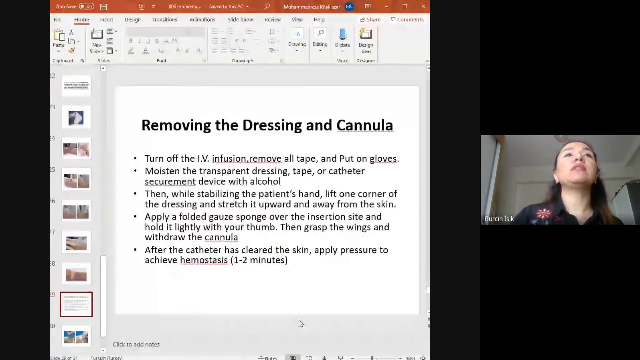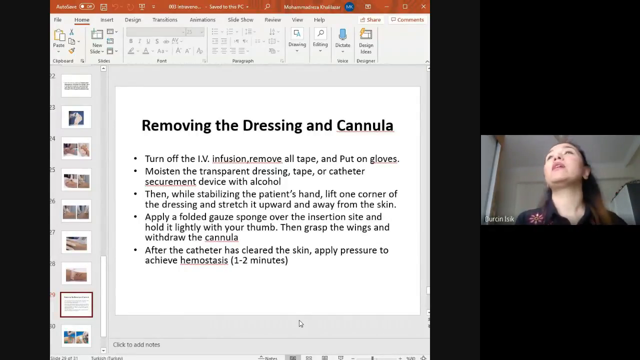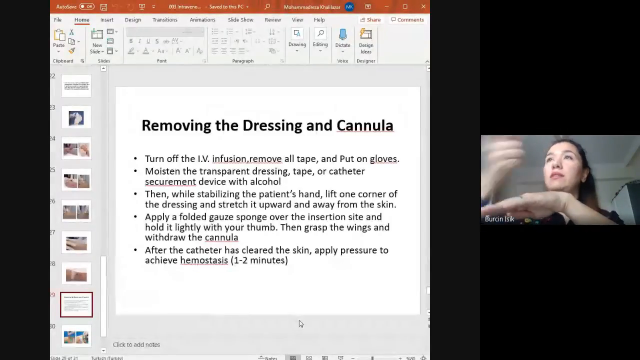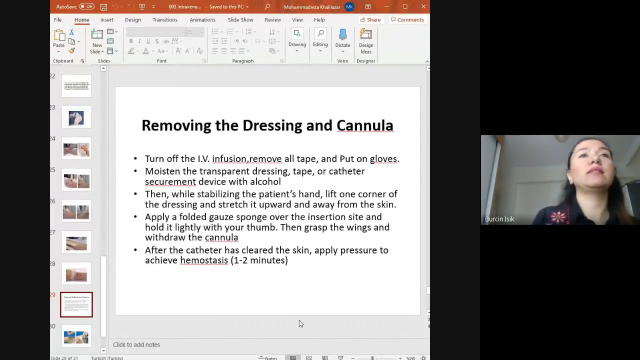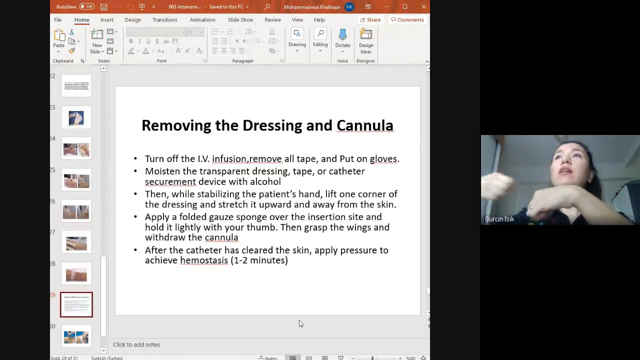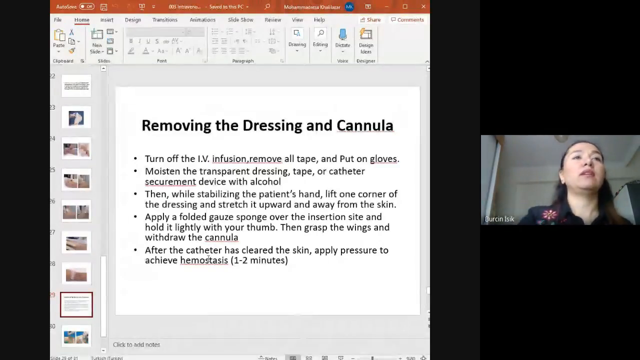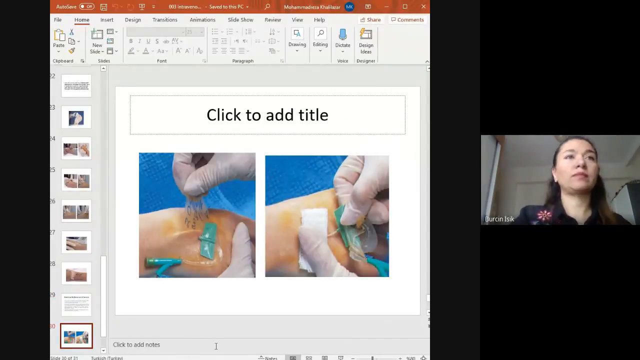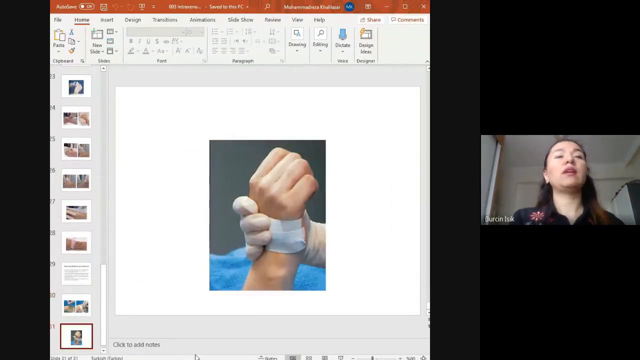About removing the cannula and dressing, you must turn off the serum sets. Check the vital signs also. Using a cotton ball with alcohol, moisten the place; it will make it easy to open. And with a high and away motion, open the strip. After, take off the cannula. And for about 1 or 2 minutes, you must press also and leave every place. Did you see? This is showing how they remove, how we remove, and wait.